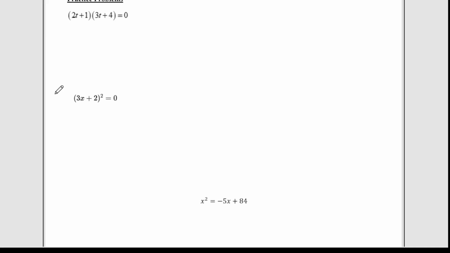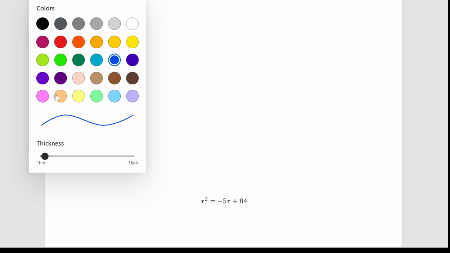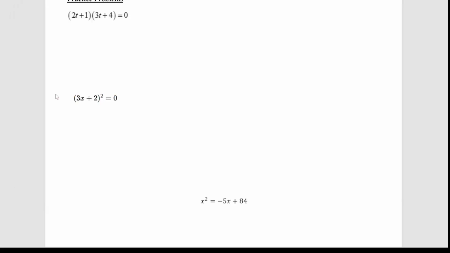Go ahead and pause your video and try these next three problems on your own. So here, for the first one, this is already pre-factored, so don't overcomplicate your life. That means that you want to set each of these equal to 0, and then solve for t.